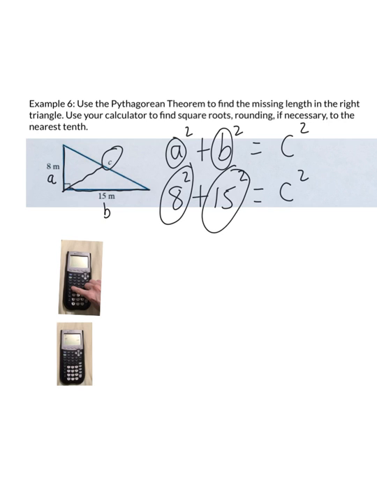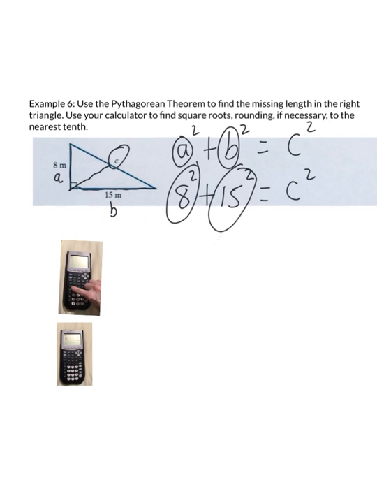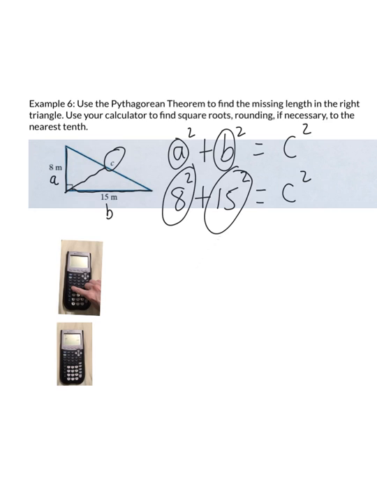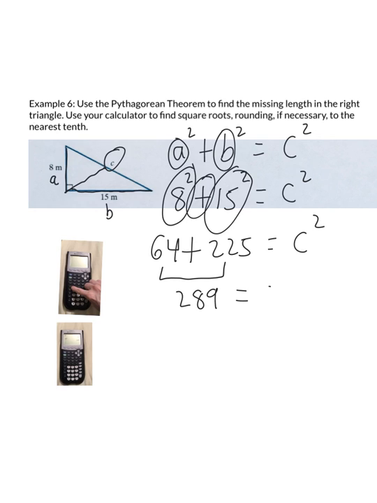So jotting down those answers, we said 8 squared gave us 64. Bring down the plus symbol in the middle, we haven't touched yet. We said 15 squared was 225. Bring down the equals and the c squared. Now the numbers 64 plus 225 are on the same side of the equation, so let's go ahead and combine them, add them up. 64 plus 225 is 289. Bring down the equals and the c squared.